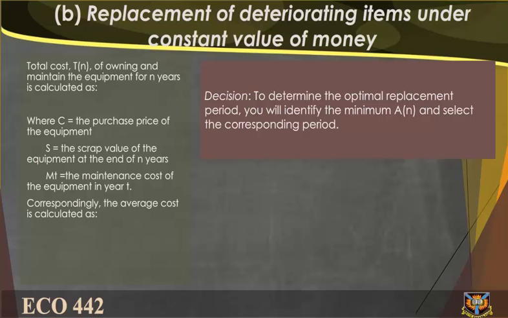Total cost T(N) of owning and maintaining the equipment for N years is calculated as, where C equals the purchase price of the equipment, S equals the scrap value of the equipment at the end of N years, and MT equals the maintenance cost of the equipment in year T. Correspondingly, the average cost A(N) is calculated as T(N) divided by N. To determine the optimal replacement period, you will identify the minimum A(N) and select the corresponding period.